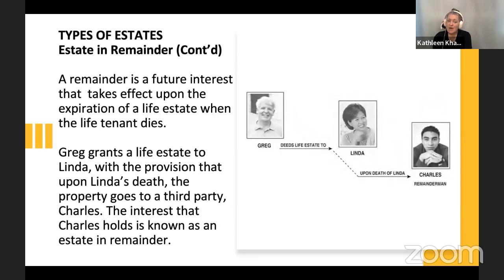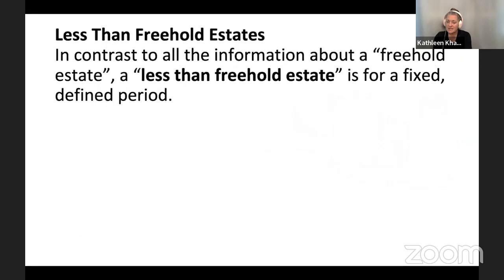Okay. So the remainder is the future interest that takes effect upon the expiration of the life estate when the life tenant dies. So Greg grants a life estate to Linda with the provision that upon Linda's kicking of said bucket, the property goes to the third party, who is Charlie. The interest that Charlie holds is known as estate in remainder.